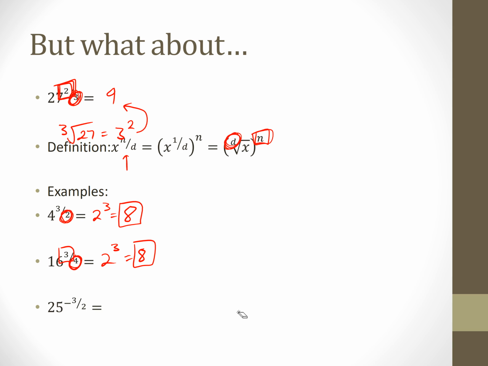Final example, 25 to the -3/2. Okay, so let's just get this right out of the way. I know that the negative is going to mean reciprocate. So let's do 25 to the 3/2, positive 3/2, and then we'll just reciprocate the answer. Remember that the over 2 means square root of 25, and the square root of 25 is 5. But then I'm taking the number on top as an exponent. 5 to the 3rd is 125, so the answer is going to be 1 over 125.